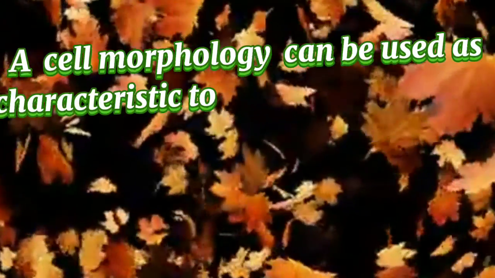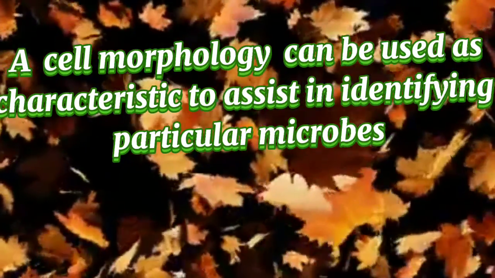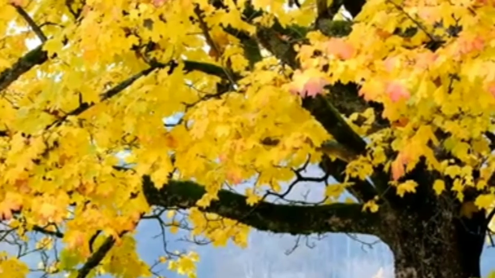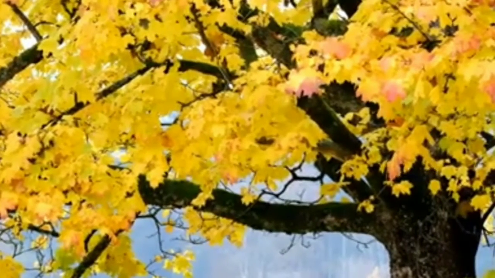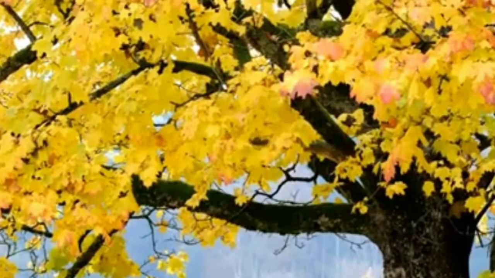Cell morphology can be used as a characteristic to assist in identifying particular microbes. But it's important to note that cells with the same morphology are not necessarily related. Bacteria tend to display the most representative cell morphologies.